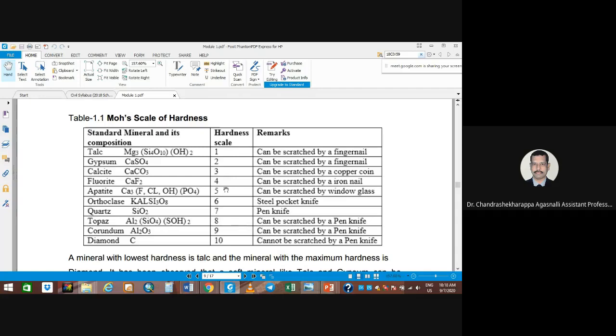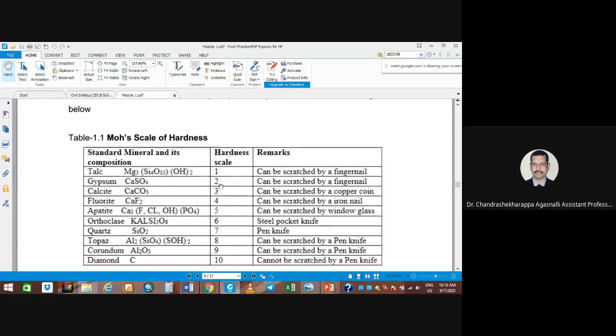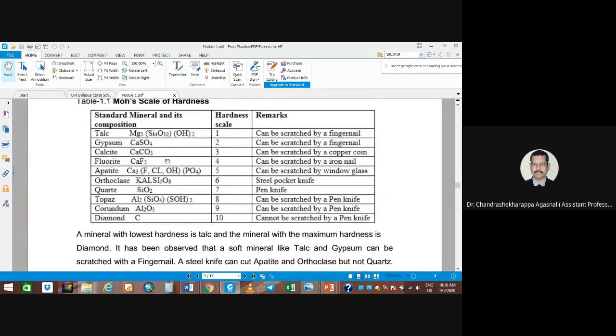What is the hardness of hematite? Hematite may be 5 to 6, depending on the silica percentage and iron percentage. So you can classify minerals as high hardness, medium hardness, and low hardness. That is a broad way of classifying hardness. Okay, that is the hardness part.